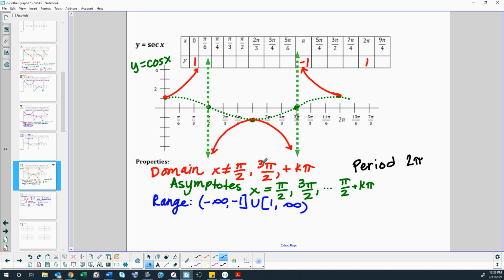The period again is 2 pi. The asymptotes are at those values of pi over 2. And then the range is exactly the same as cosecant. So from negative infinity to -1, with a gap in between -1 and 1, and then continuing on from 1 to infinity. So there's our secant graph and its properties.